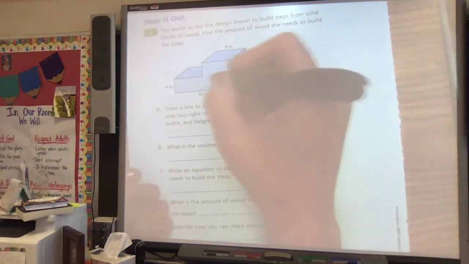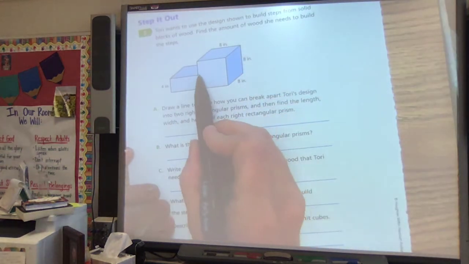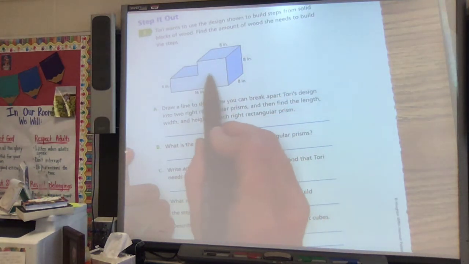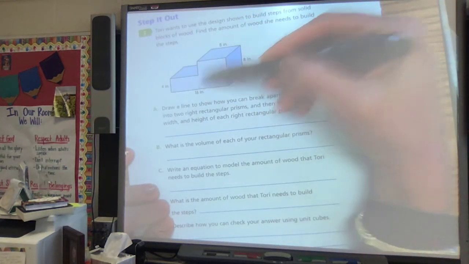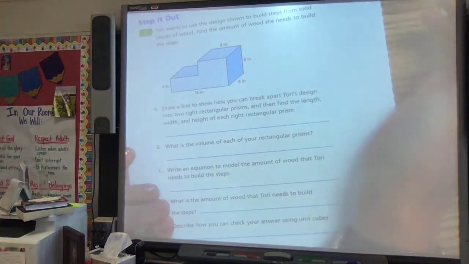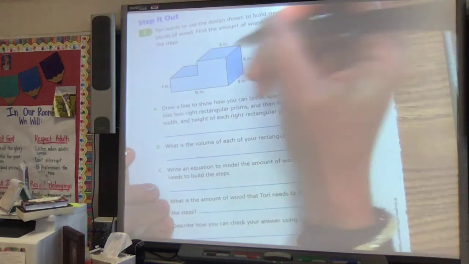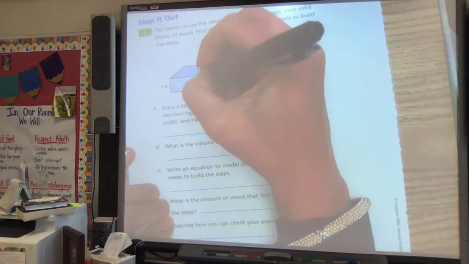Again, this is up to you. You can come right across here, or you can come up and down here. It is totally up to you. Both ways will get you the same answer. I think I'm gonna do this.